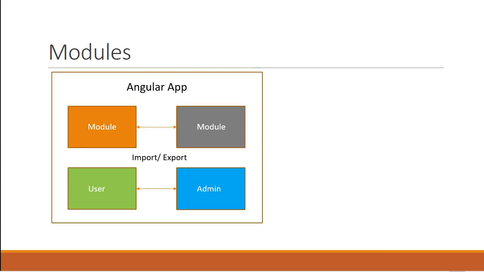For example, we can have a users module that is related to the application users and an admin module that is related to the application administrators. But at the end of the day, an Angular module is just lines of code that can be imported or exported. Keep in mind though, every Angular application has at least one module, which is the root module. And by convention, this is called the app module.